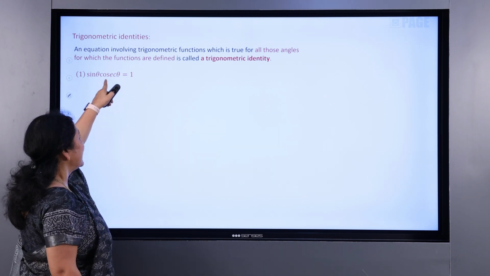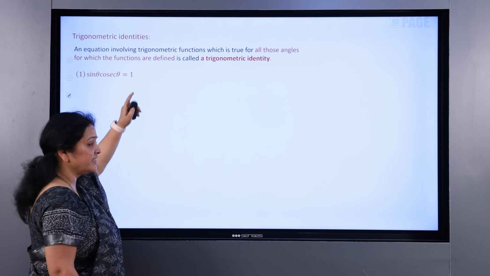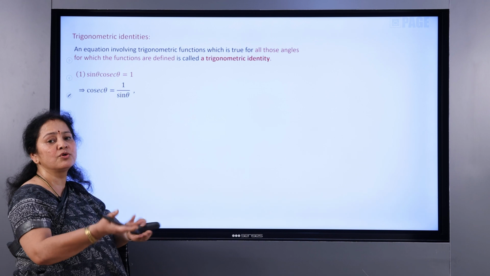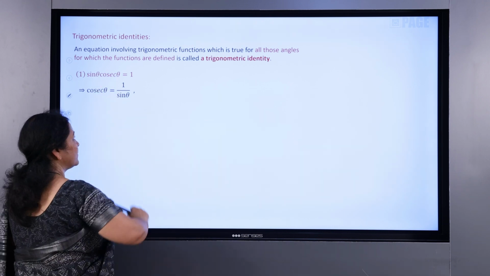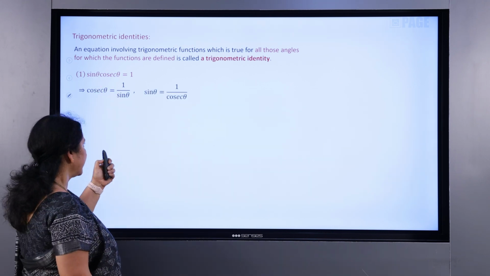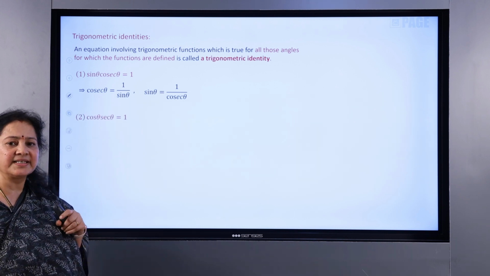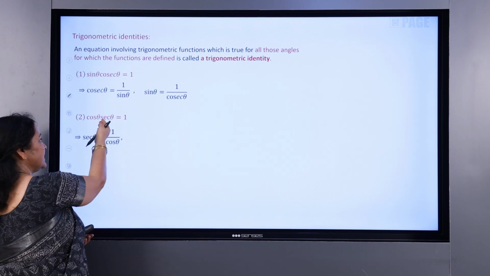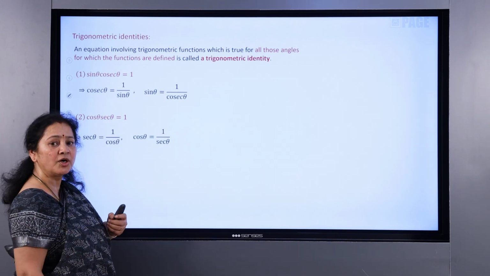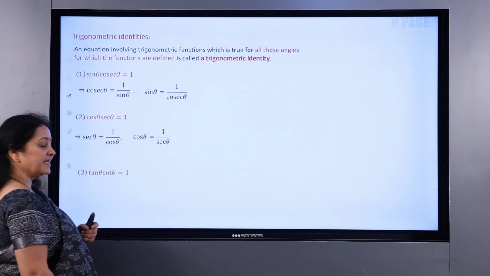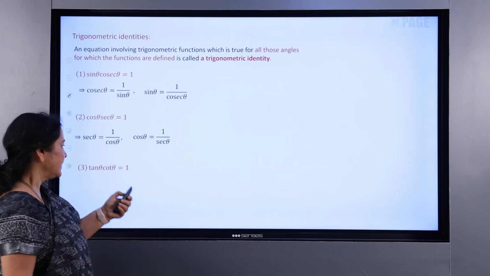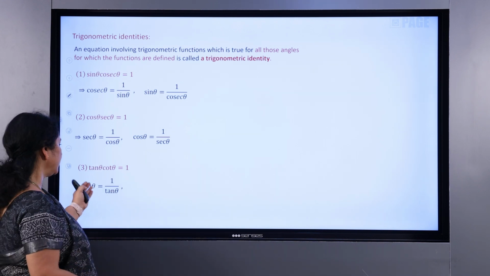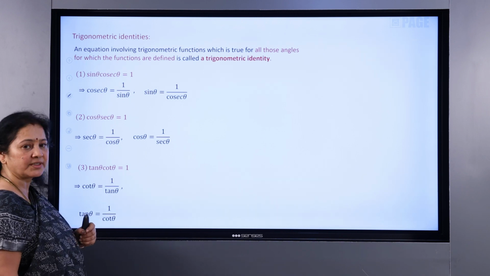So from this, I can bring sine theta to the RHS. So cosecant theta equals 1 by sine theta. The same goes with the other: I can write sine theta equals 1 by cosecant theta. Second, cos theta into secant theta is 1. So secant theta is the reciprocal of cos theta, or I can say that cos theta equals 1 upon secant theta. Next, tan theta into cot theta equals 1. That is, cot theta is the reciprocal of tan theta. The same goes with tan theta equals 1 upon cot theta.